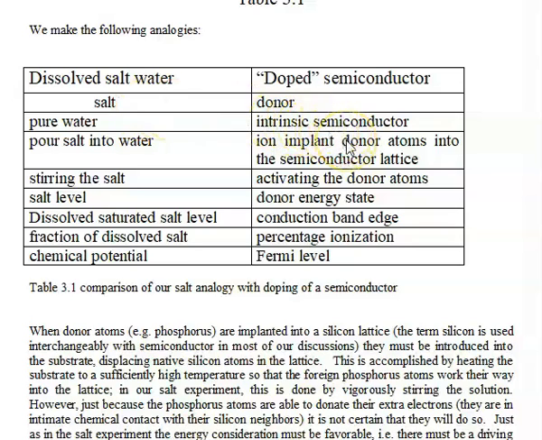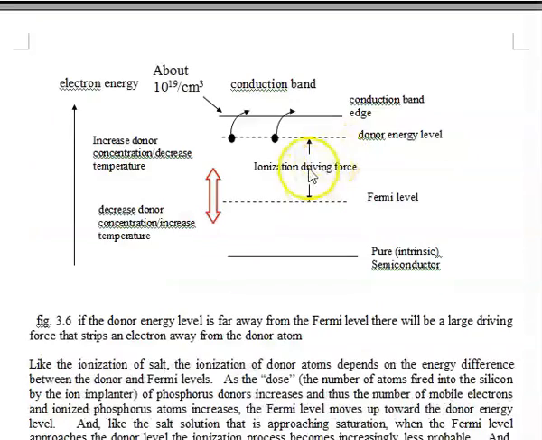That's not true here. What happens here is that the phosphorus atom donates an electron. The electron goes up into the conduction band, leaving behind the ion, which worked its way into the silicon lattice and is immobile. So we have essentially part of the silicon lattice which has ions, which actually is positively charged.